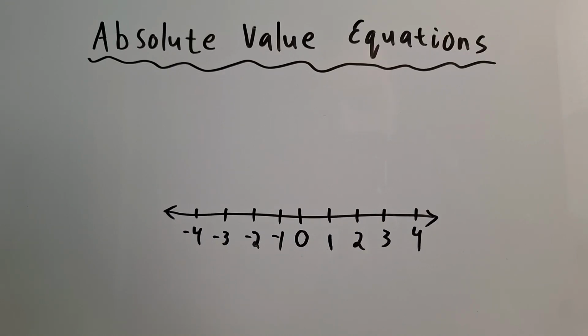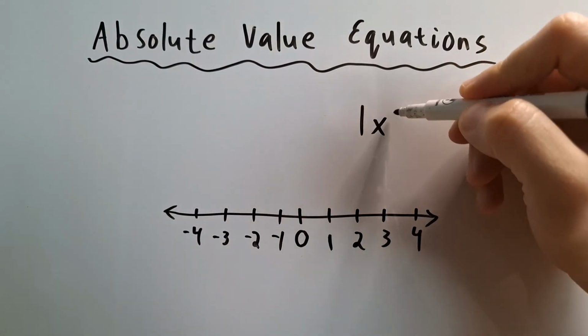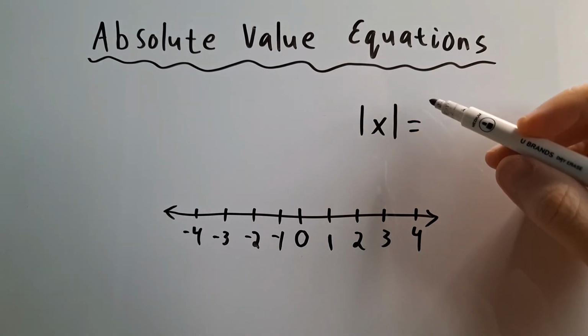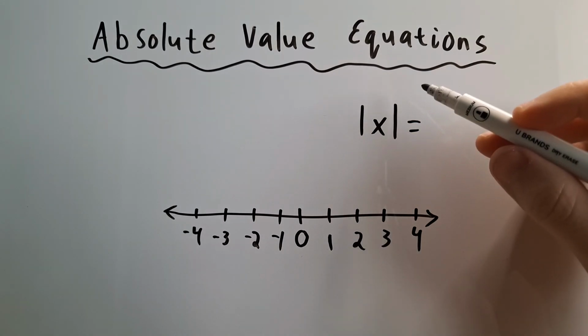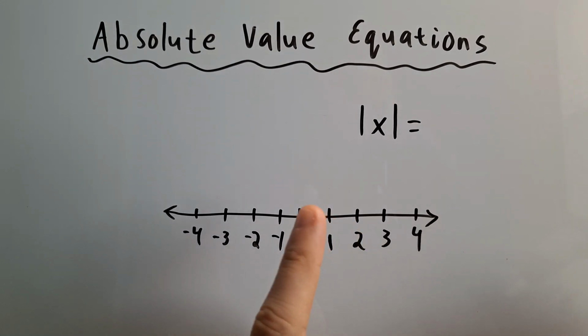Hello everyone, in this video we are going to look at solving absolute value equations. So recall that the absolute value of a number is its distance from 0 on the number line. So since absolute value represents distance, it can never be negative.